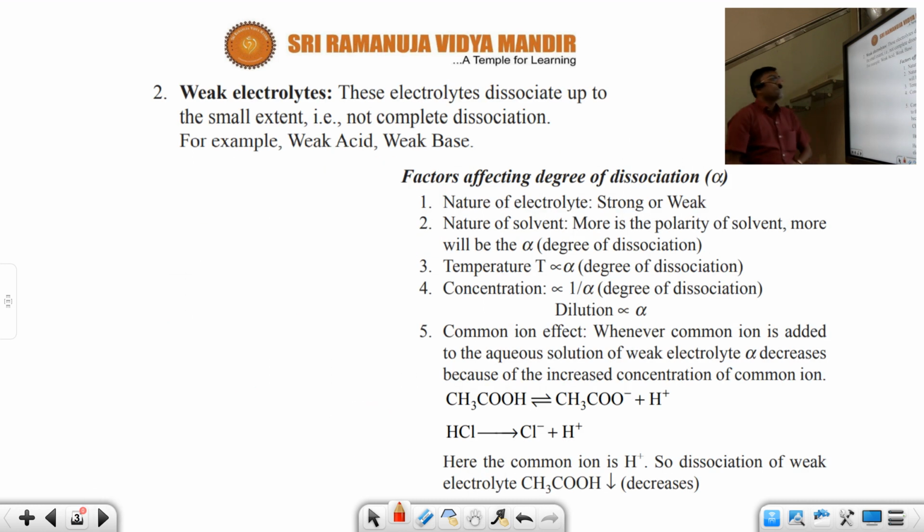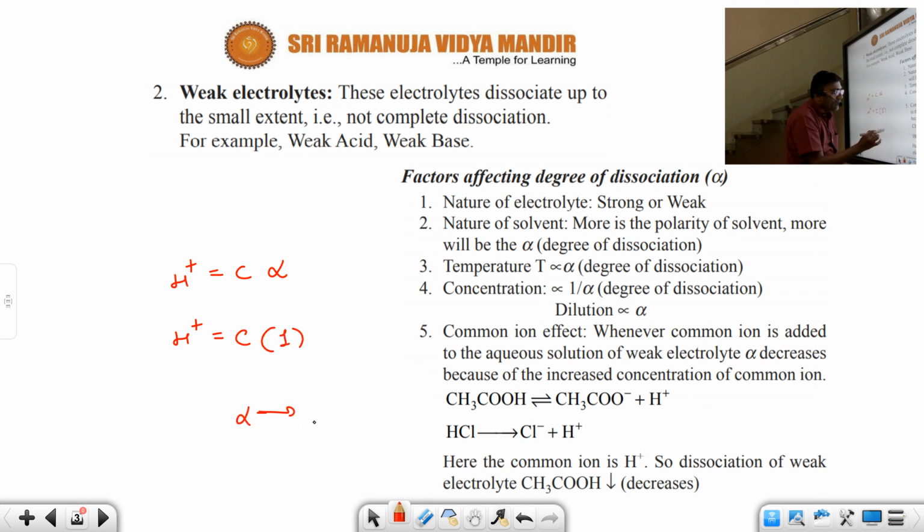Whereas in the weak electrolytes, naturally H plus is equal to C alpha, where alpha is the degree of dissociation, that is, to what extent it is dissociated. If you see here H plus is equal to C, it is a strong electrolyte, so the alpha value is 1, because alpha tends to 1 for strong electrolytes.